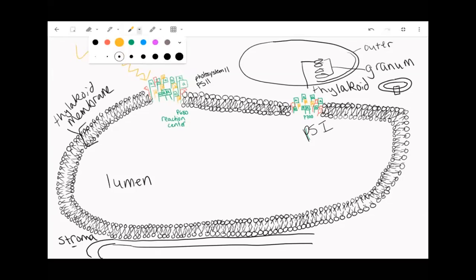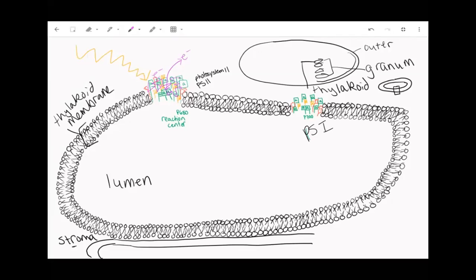Once that happens, the energy that's transferred will go from pigment to pigment to pigment until that energy is absorbed by the reaction center. Okay? So that energy boosts an electron from the reaction center. It actually boosts 2 at once, but let's just concentrate on electrons.